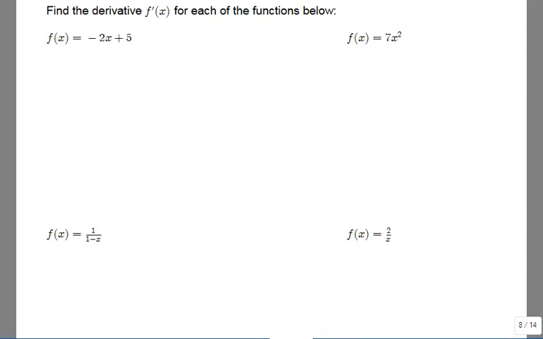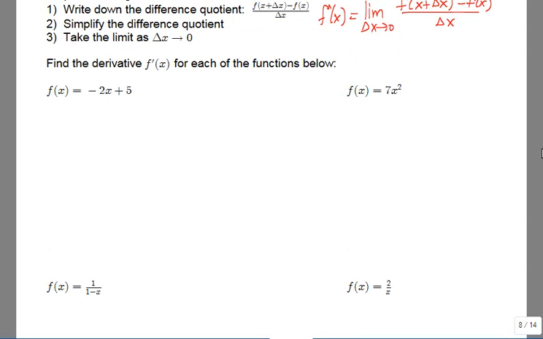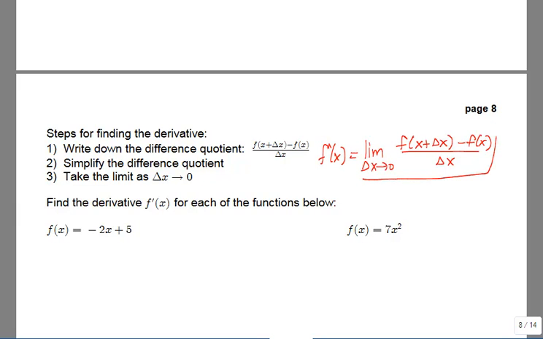So let's take a peek at a couple of examples here. We want to find the derivative f prime of x for each of the functions below. So a couple of things to notice here. It says find the derivative f prime of x. So that means find that limit definition, what we have right up here. Find this. Okay, that's what that means when it says find the derivative. Find this limit of this difference quotient.